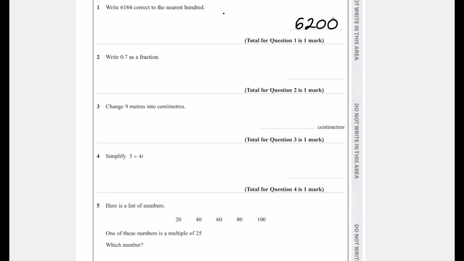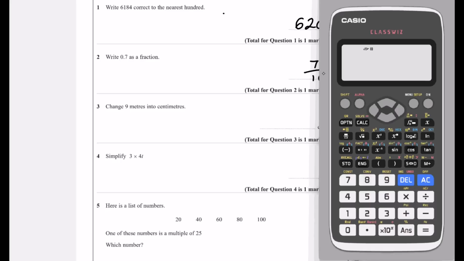Question 2, write 0.7 as a fraction. So we've got the ones and we've got the tenths. So this is 7 tenths. And we can also use the calculator for this one. If we just type in 0.7, it will convert it to a fraction for us, 7 tenths.